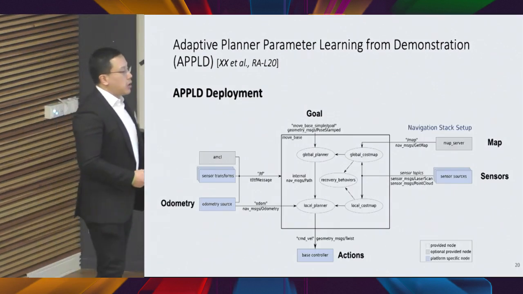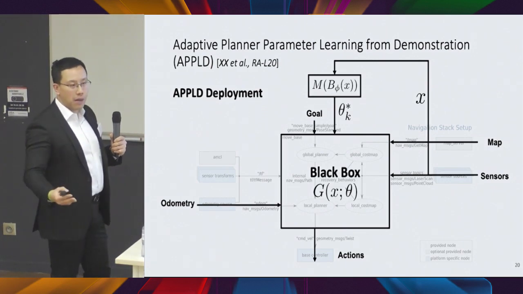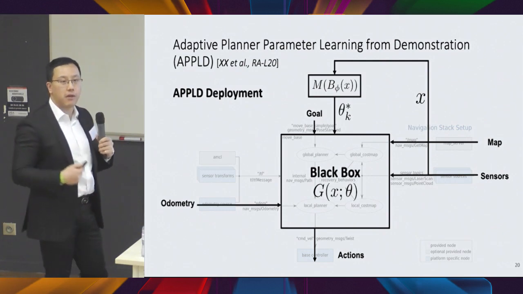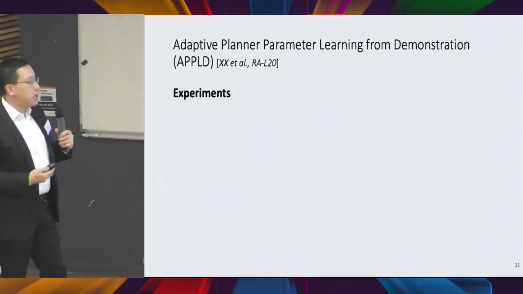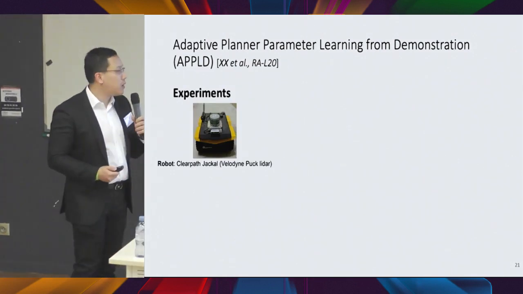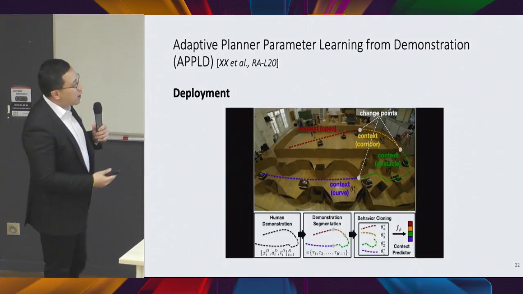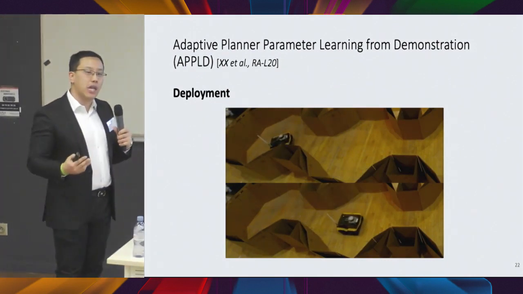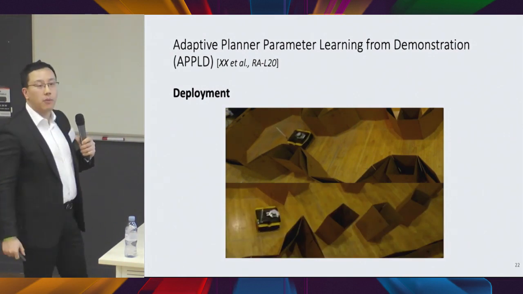So in deployment, we basically use the sensor input and we use phi, our context predictor, to map to a context index, and the context index can be directly mapped to a set of parameters to be used in something called a parameter library. So in our experiments, we use a Clearpath Jackal robot running the dynamic window approach DWA planner with one human demonstration in this complex obstacle course. So in this video, the upper piece is showing the default parameters from the DWA, from Clearpath Robotics, the manufacturer of the robot, and the lower piece is the learned performance from APPLE-D.